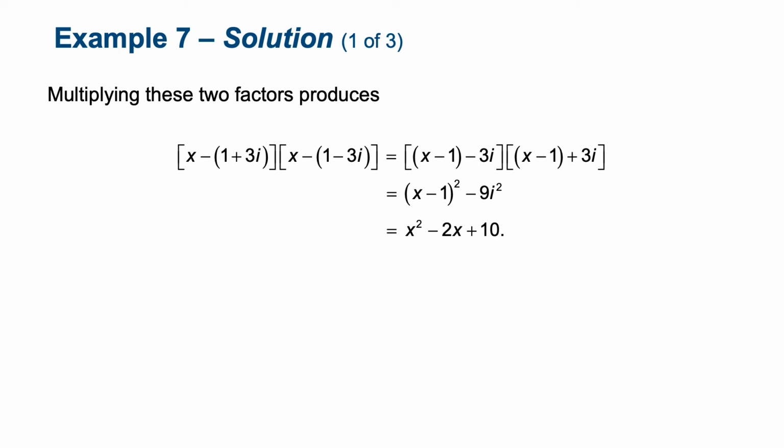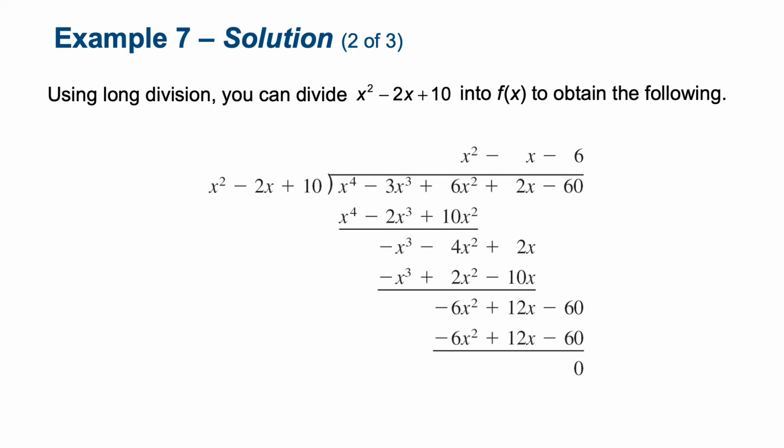So if you use difference of squares, you will get x minus 1 squared minus 9i squared, which reduces down to x squared minus 2x plus 10. Now, if you want to find the rest, you can divide using long division, right? So x to the fourth, the original function, by this x squared minus 2x plus 10. And using long division, we find that the quotient of these two is x squared minus x minus 6.